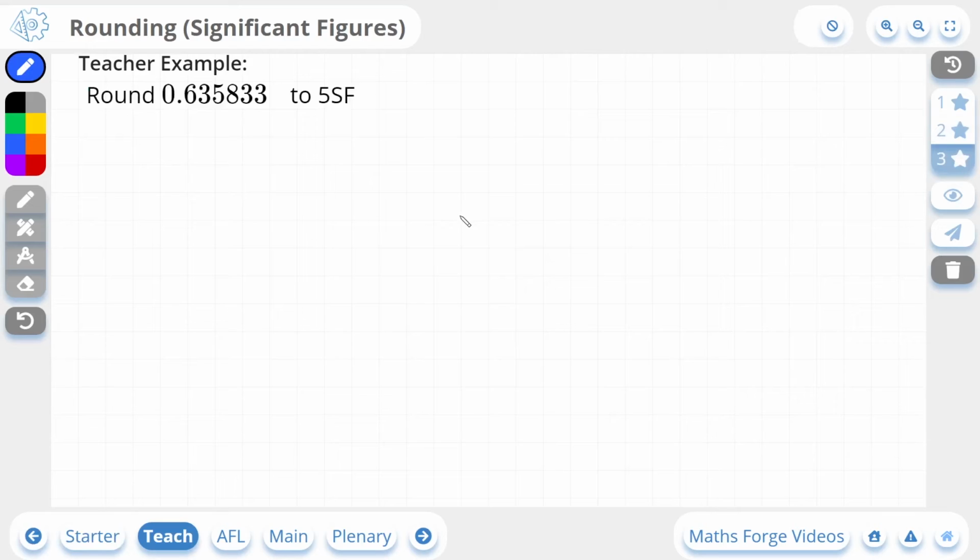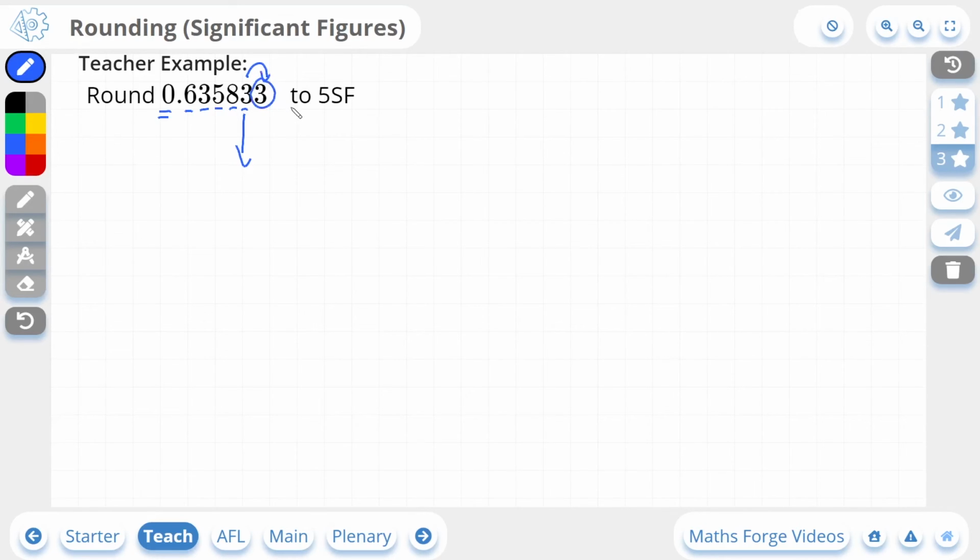Now we'll do a 3-star example. We're being asked to round 0.635833 to 5 significant figures. So we know that this 0 here is not a significant figure. If we remove it, the value stays the same. So we're going to check 1, 2, 3, 4, 5. This 3 is the number we should be focusing on. It is the 5th significant figure. And if we check directly 1 to the right, it's a 3.